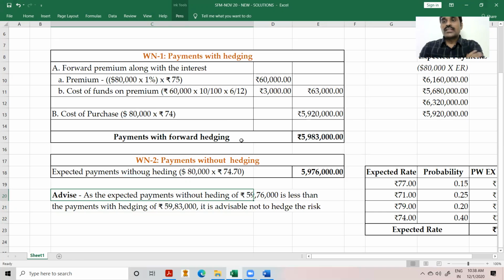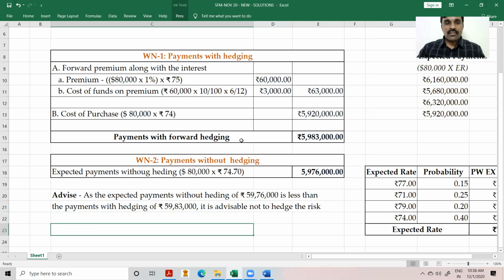But here, this answer is appropriate for what kind of corporates? This answer is appropriate for corporates which are risk neutral. What is meant by risk neutral? Neither are they scared of the risk, nor do they love the risk. There are three types of corporates or investors: risk averse, risk neutral, and risk lover.